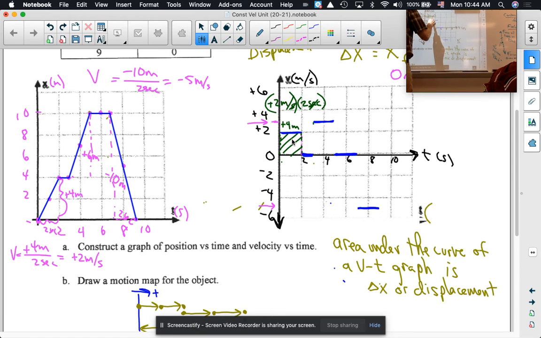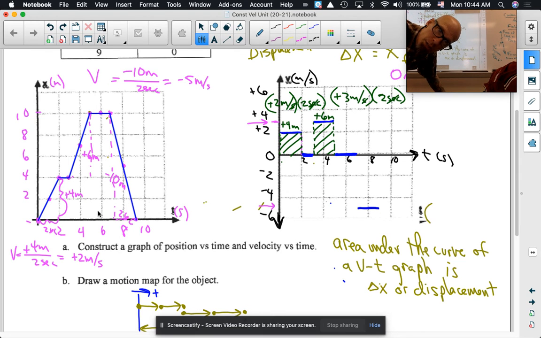How about the next section? There's a rectangle now. How tall is that? Well, it's positive 3 meters per second tall, and it's 2 seconds wide. Seconds cancel seconds, and what do you get when you take positive 3 meters times 2? Oh, you get positive 6 meters. Now, wait a minute. What did we say during that section the displacement was? The change in position was what? Positive 6 meters. Well, that's what this says.